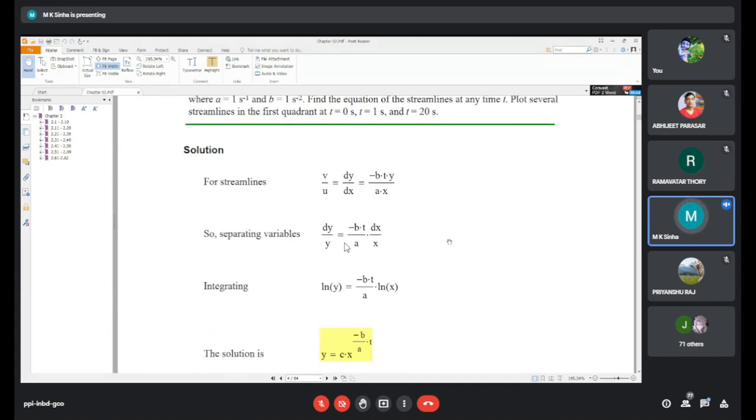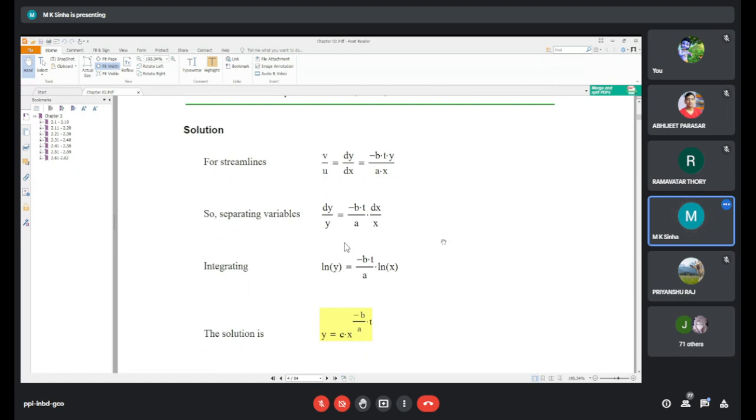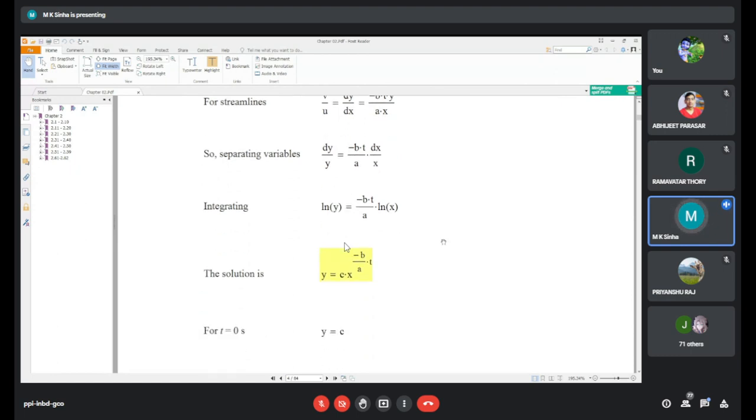After integration, it will become ln y equals minus bt/a ln x, because it is dependent here on x and y, not t, since we integrate dy/y with respect to y and dx/x with respect to x, not with respect to t. So the equation will become y equals c times x to the power minus bt/a. This is your equation.